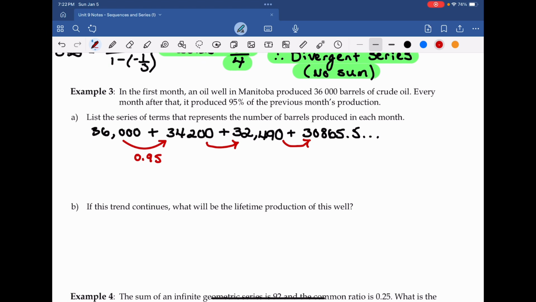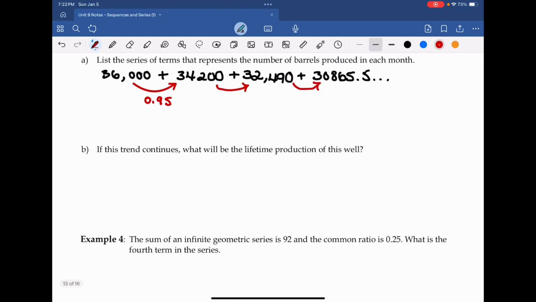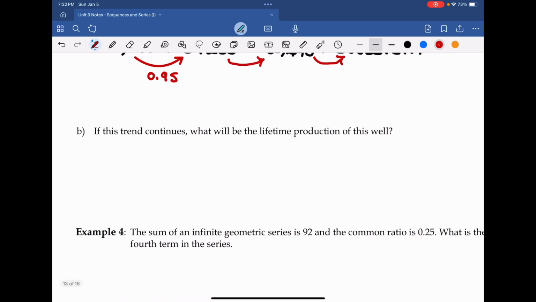Now, they say, if this trend continues, what will be the lifetime production of the well, aka when will the oil run out such that we've produced all we possibly can? Now, to do this, here's a couple things we want to make sure we write down here. First and foremost, we know that the common ratio, r, is equal to 0.95. This is how much we're either expanding or shrinking by, because we're talking about it as a multiple. We're shrinking in this case by 5% every month. And then the first term, which is T1, is equal to 36,000. That's the initial production we get out of this well in Manitoba.